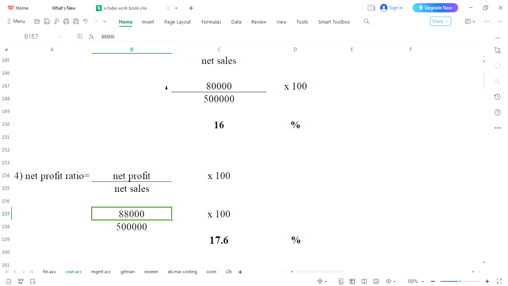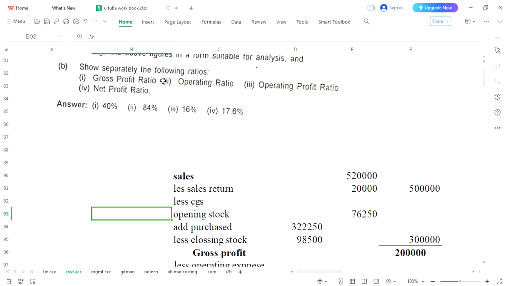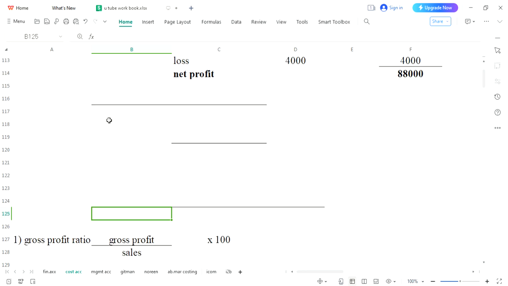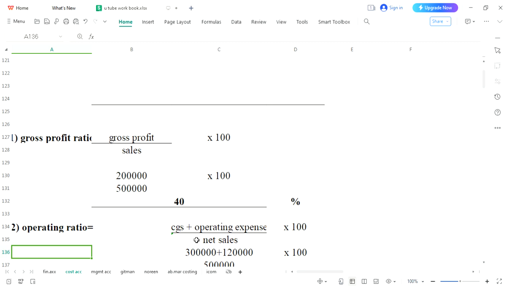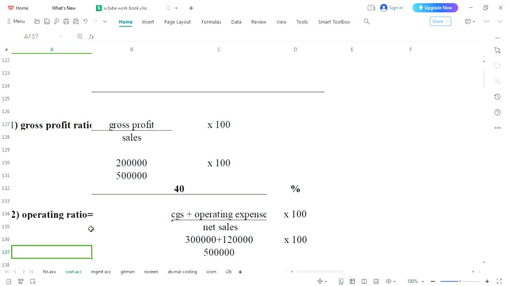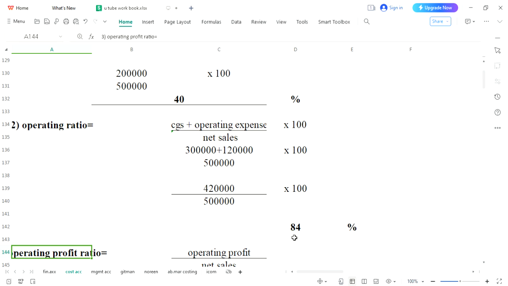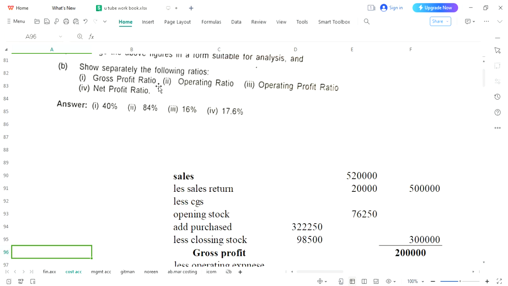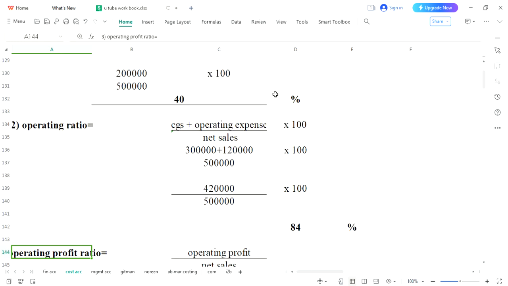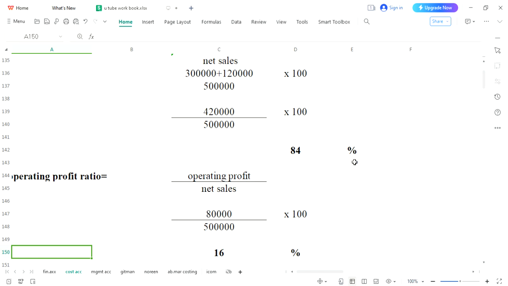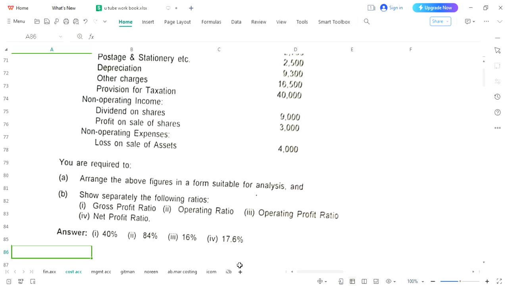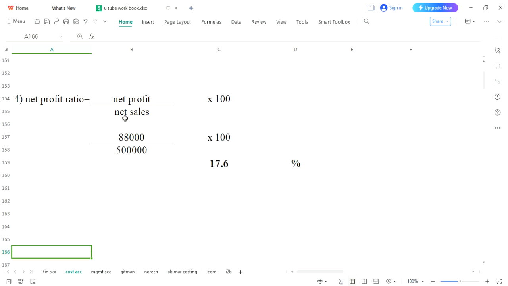And finally, we will review all of our 4 answers. First, gross profit ratio 40%. This is your gross profit ratio, and that is 40% we have calculated. Then operating ratio, it was calculated 84%. So second was operating ratio 84%. Third, operating profit ratio, this is operating profit ratio, and that is 16%. So here 16 third answer, and last 17.6. Here you have calculated net profit ratio 17.6.